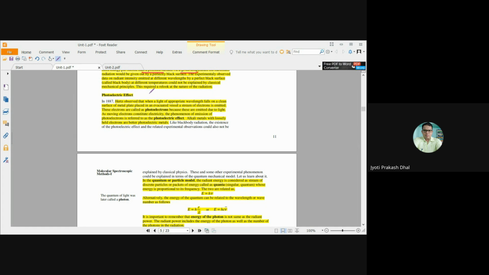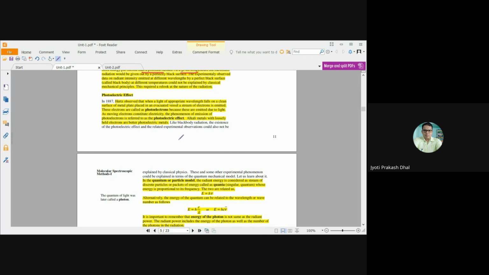That means when light of appropriate wavelength falls on the clean metal surface in an evacuated vessel, the light has sufficient energy to remove the surface electrons from the metal, and hence a stream of electrons will be emitted. These electrons are called photoelectrons, and the phenomenon of emission of photoelectrons is known as the photoelectric effect.